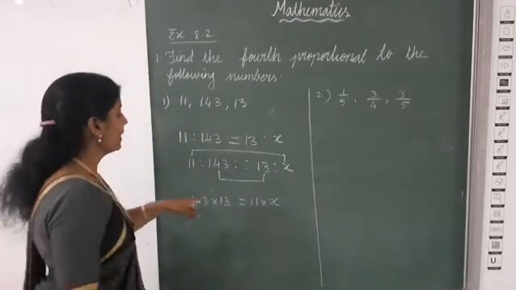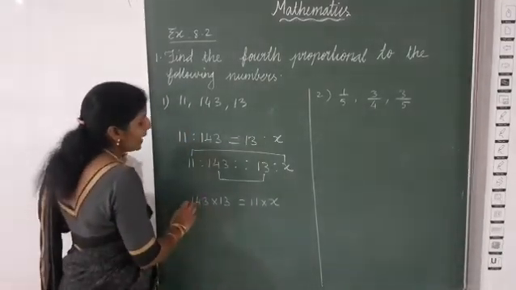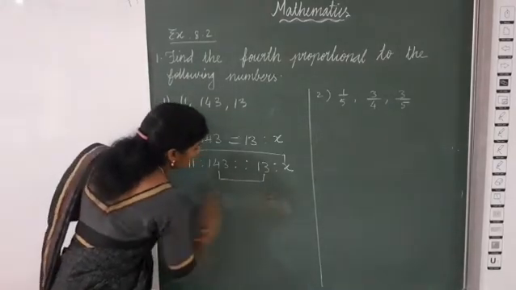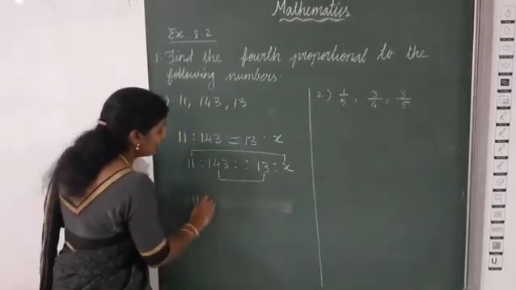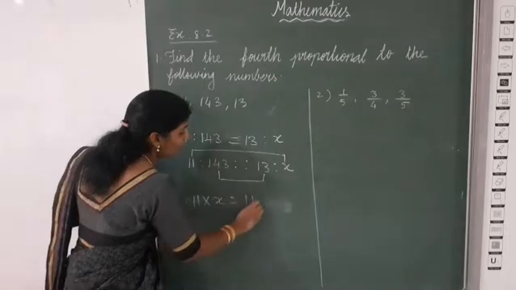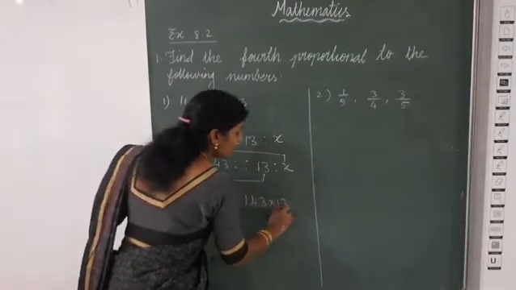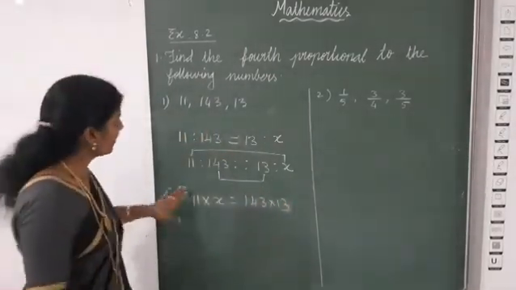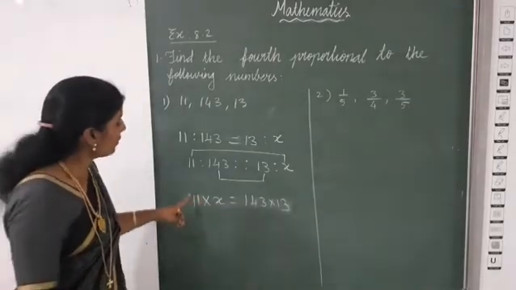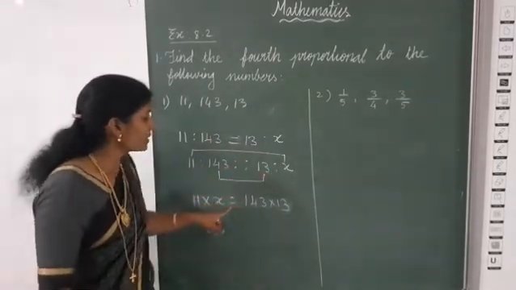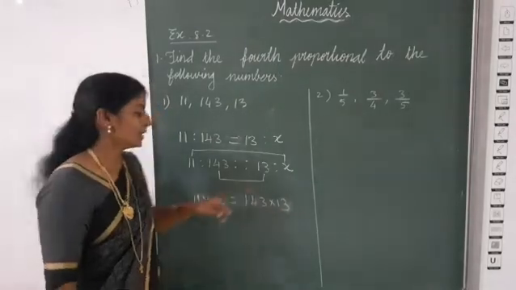Okay, 11 into x. Otherwise we can write, first we can write 11 into x, that is x is on this side. 11 into x is equal to 143 into 13. That is also correct. Okay. Now we can change the position. Now 11 into x equal to 143 into 13.